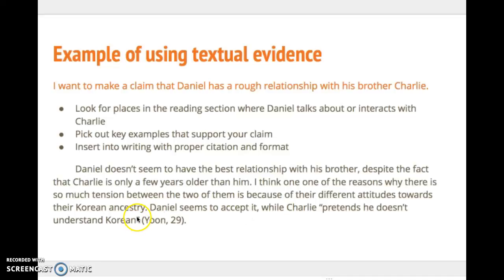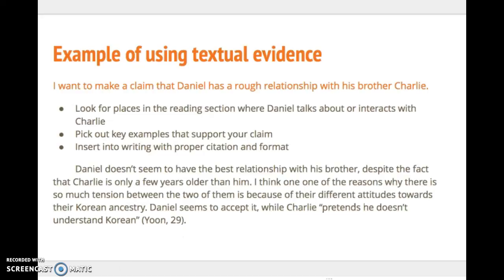with more quotation marks. And then, to cite my source, you want to include your citation in parentheses after your last quote. So I put in the author's last name, which is Yoon, and then you put a comma after the author's last name and you include the page number where you found that textual evidence. And then another parenthesis, and then the period goes after all of that to end the sentence.